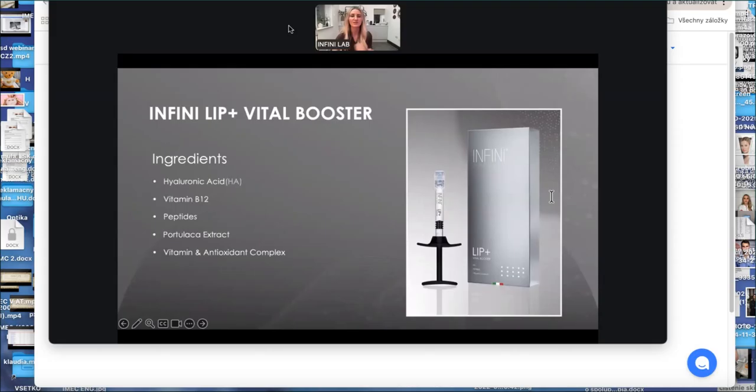And the second very delicate area, which also ages, is the lips, of course. And this is a really interesting product, Infini Lip Plus Vital Booster. And this is the product which I was also waiting for.